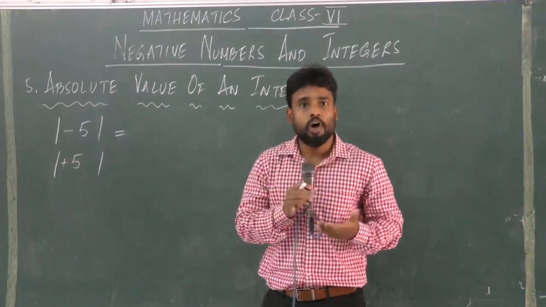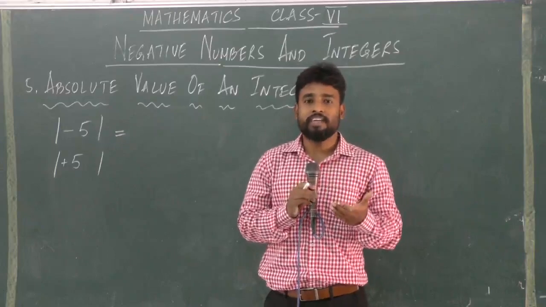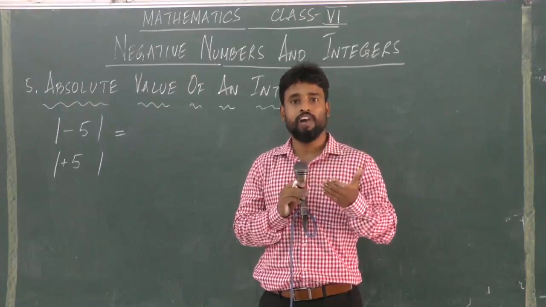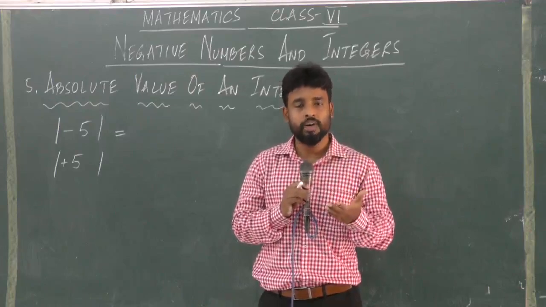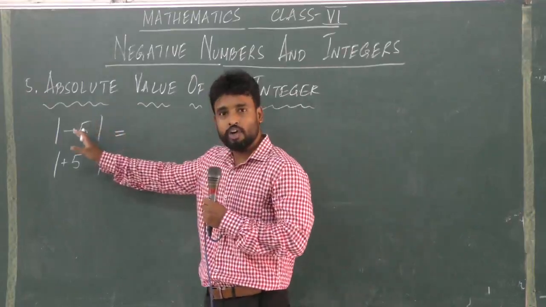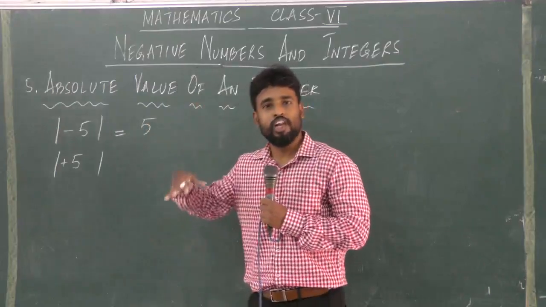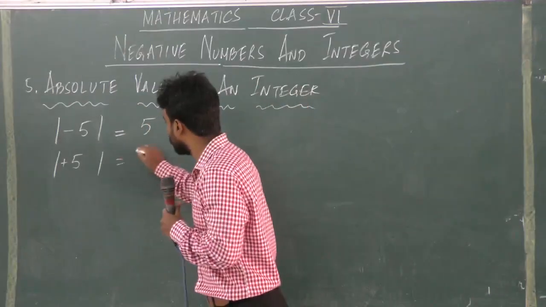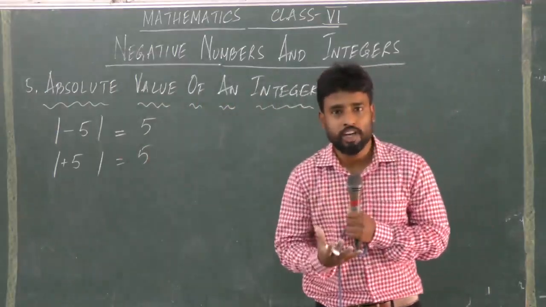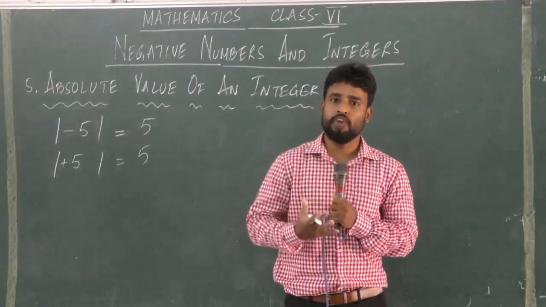Now absolute value of a number is its numerical value irrespective of its sign. I repeat, it's its numerical value. The absolute value of a number is its numerical value irrespective of its sign. For example, the absolute value of minus 5 will be 5. Similarly, the absolute value of plus 5 will also be 5. So basically we understand that absolute value of an integer is its numerical value irrespective of its sign.